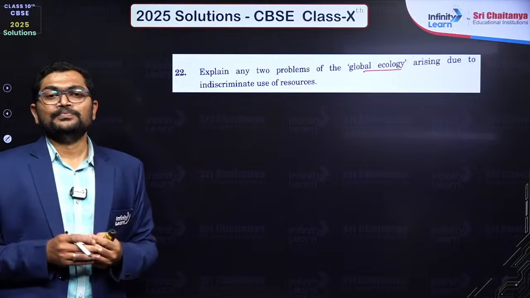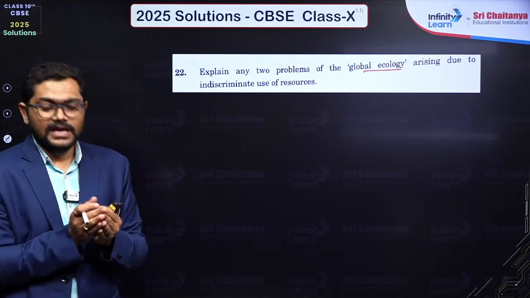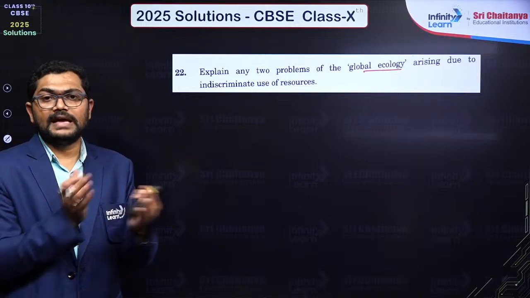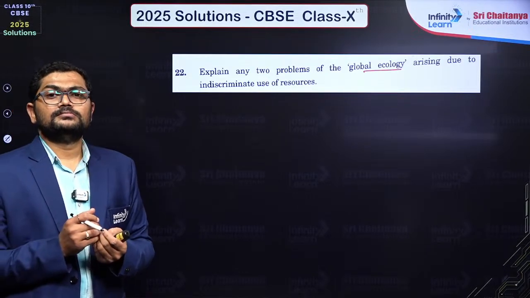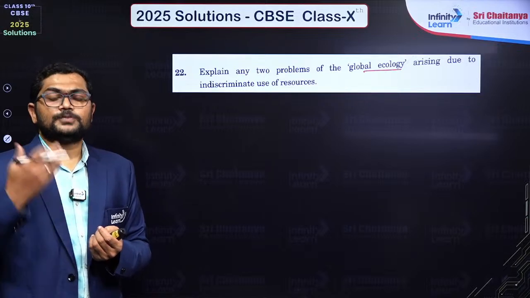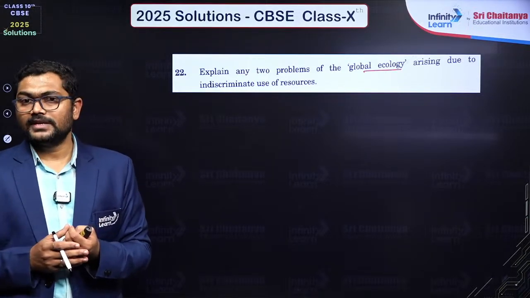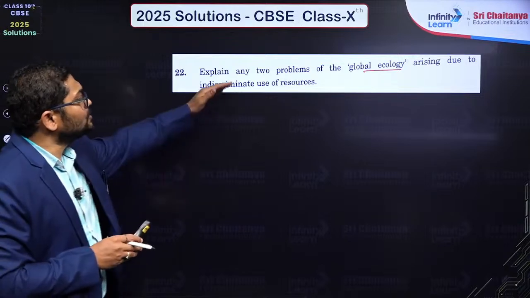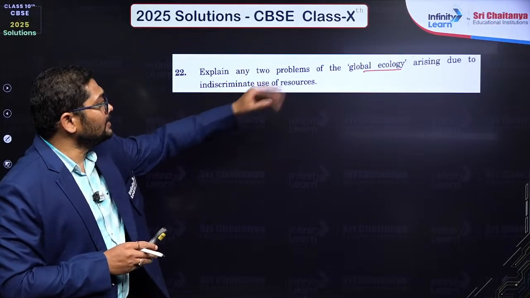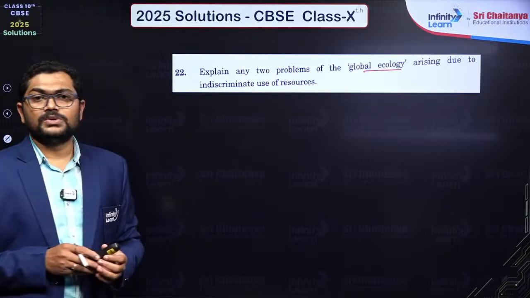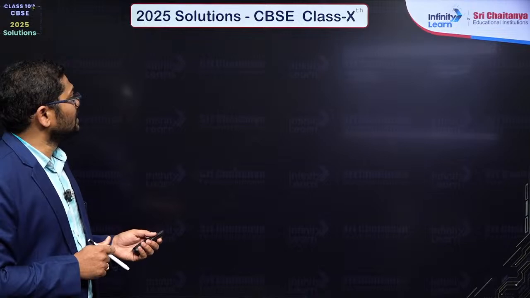For example, whenever the resources are being concentrated in a few hands, it is going to create a social gap between the haves and the have-nots. And whenever there is a higher amount of exploitation of the natural resources, it can lead to natural calamities. So like this, any two statements, or any two problems related to the indiscriminate use of the resources, we can write. Next one.